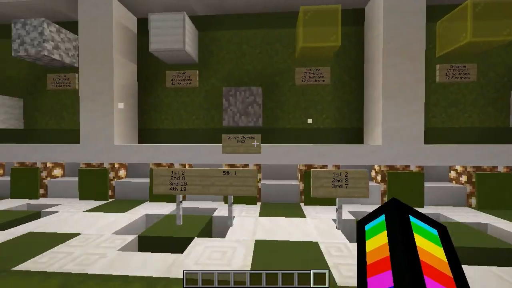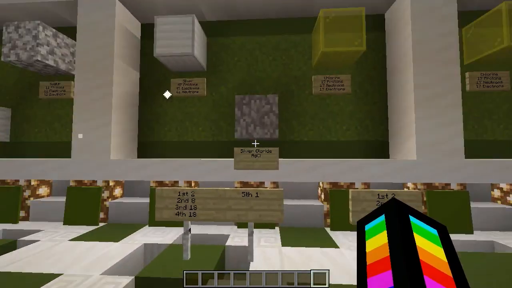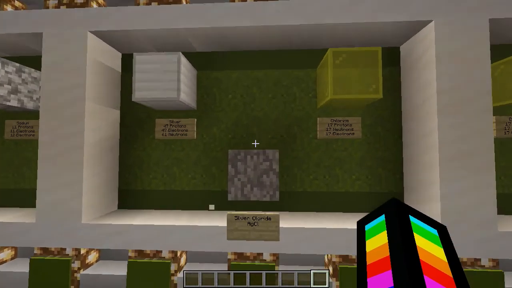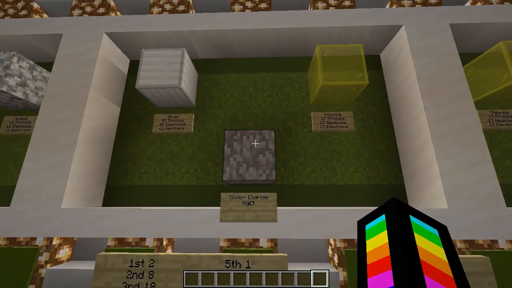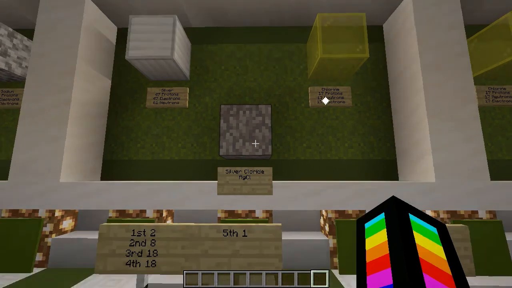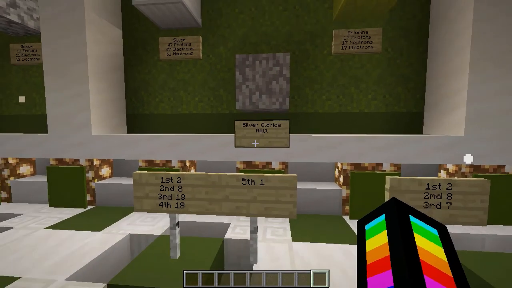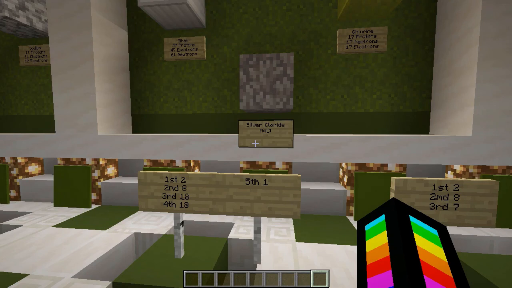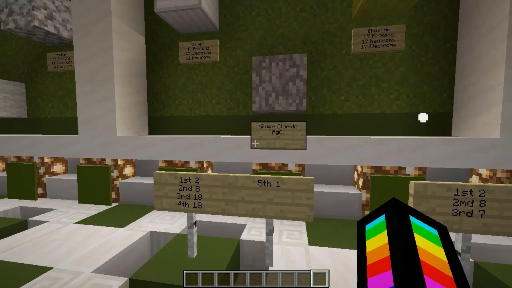And here we're going to get these two things. This is, I think, the most realistic looking and one of my most favorite ones: silver chloride. I literally try to get as realistic as possible. First is 2, second is 8, third is 18. You might think the third has 8, but that kind of contradicts itself. Fourth has 18 officially, and fifth only has 1, sadly.